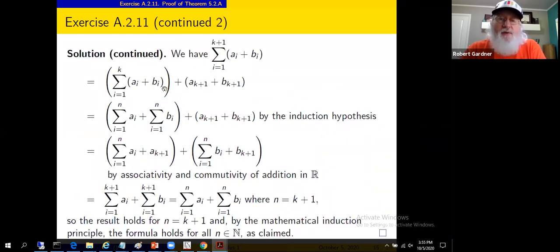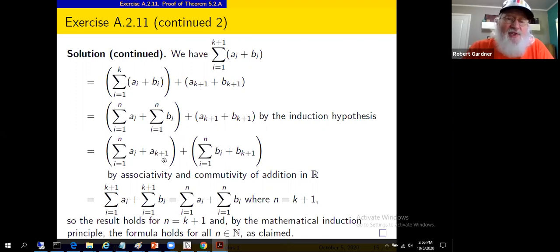Here's where we left off on the previous slide. The induction hypothesis tells us that the sum of the a sub i's plus the b sub i's is the sum of the a sub i's plus the sum of the b sub i's. Holding for, it's a little typo there, this should be k's. Our upper bound was k's on those. So we have upper bounds of k here, here, here, and here. So I'll fix that in the notes.